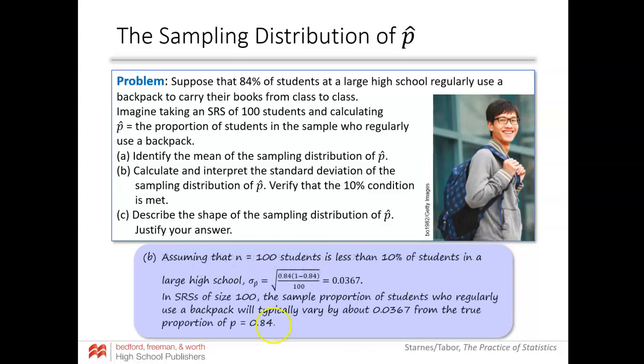Oops. Can't sneak peek yet. Part C. Describe the shape of the sampling distribution of p hat and justify your answer. Now, without actually looking at the distribution, we should be able to figure out some stuff.